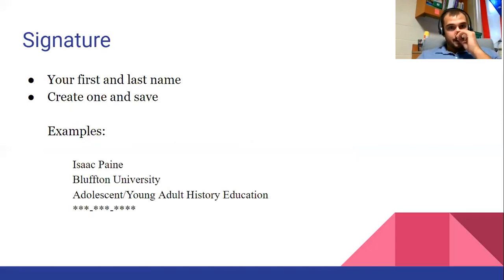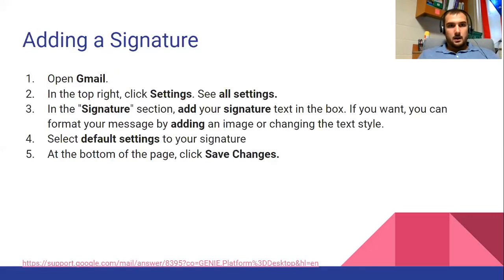The last part of the email is a signature. What you can do is just sign your first and last name, or if you know the person pretty well, you can use just your first name. Another way to do it is to create and save one. An example of that is the one that I use. So I have my name, the organization that I'm with, which is Bluffton University. And then I also have some information about what it is I do there. So adolescent, young adult history education is my major. And then you can put your phone number too. But basically it's just a quick way that we don't have to sign it and fill out all that information again. It lets people know a little bit about who you are, what you do, and why it is that you're reaching out to them.